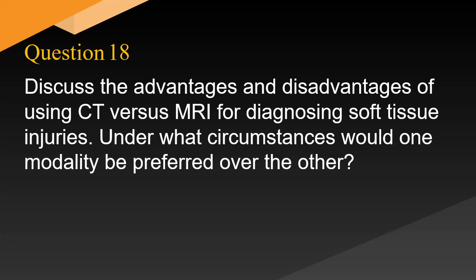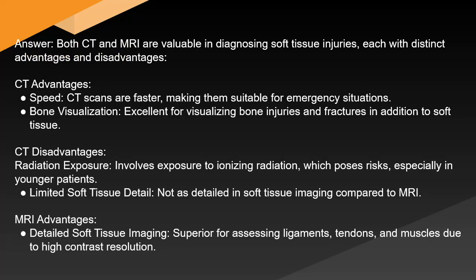Under what circumstances would one modality be preferred over the other? Answer: both CT and MRI are valuable in diagnosing soft tissue injuries, each with distinct advantages and disadvantages. CT advantages: speed. CT scans are faster, making them suitable for emergency situations.